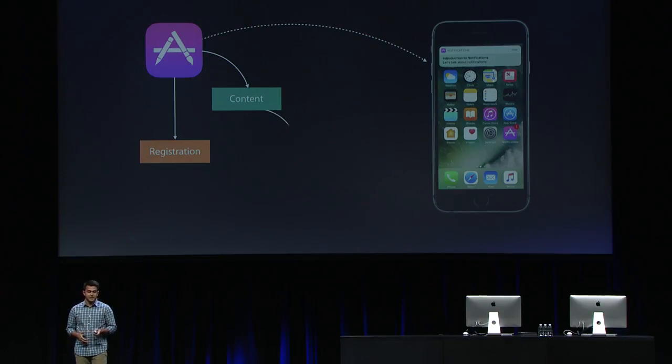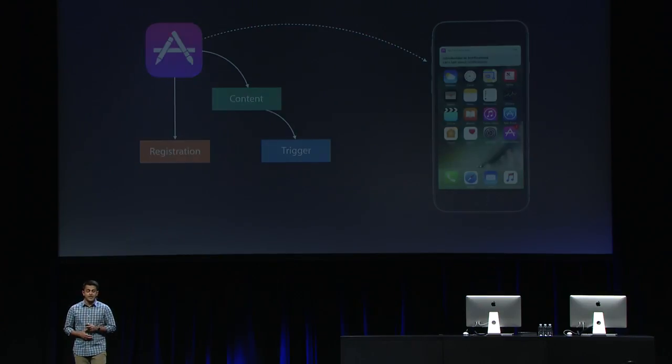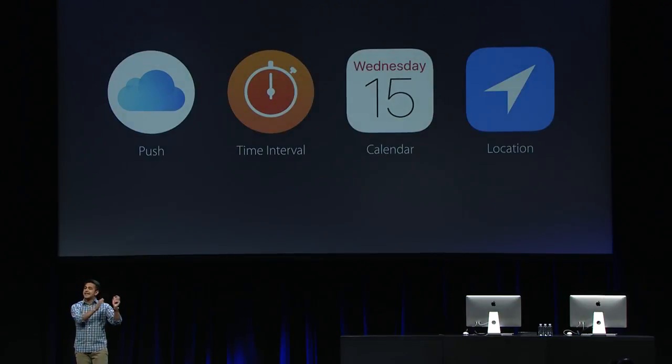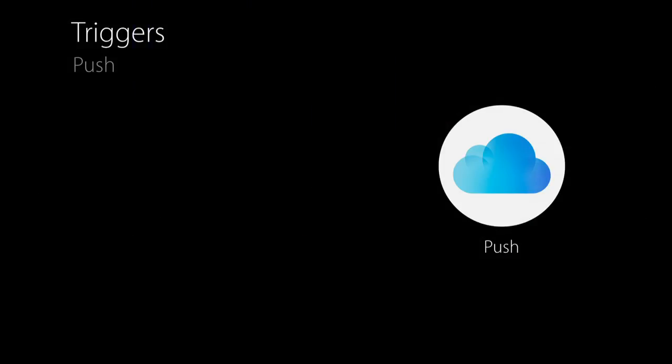So now that your content is ready, the next thing that your app needs to determine is when it wants to send the notification. And for that, there are triggers. In iOS 10, we support 4 different triggers, namely push, time interval, calendar, and location-based triggers. Now, the push trigger is associated exclusively with remote notifications. When your remote side application sends the notification to APNS, it arrives on the device associated with the push trigger. All the other triggers are the ones that are associated with local notifications.